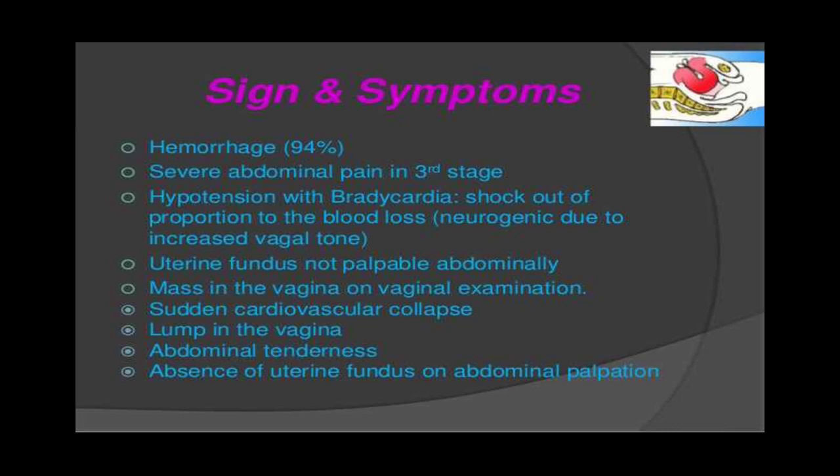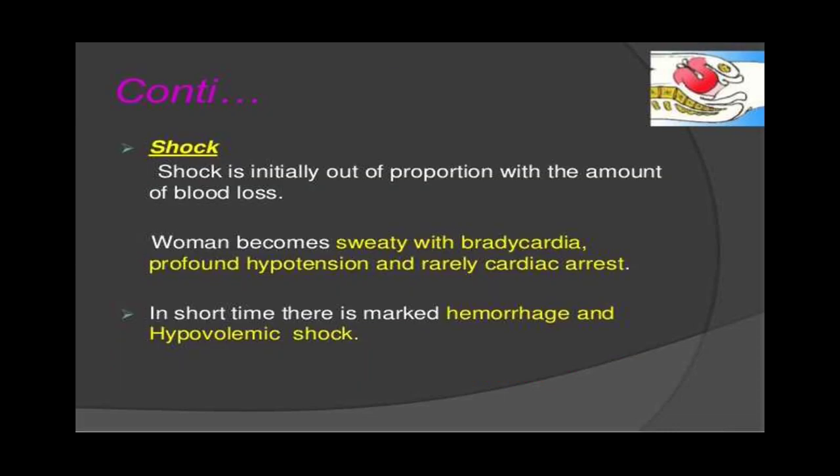On vaginal examination, you may feel the mass in the vagina, that is the descending fundus of the uterus. Then sudden cardiovascular collapse, lumps in the vagina, and abdominal tenderness, with absence of the uterine fundus on abdominal palpation. These are the signs and symptoms.